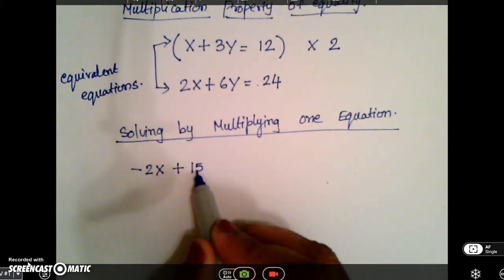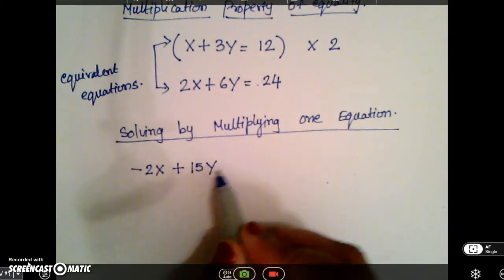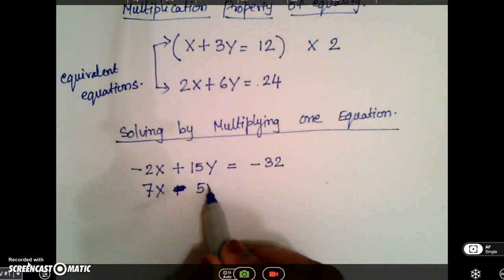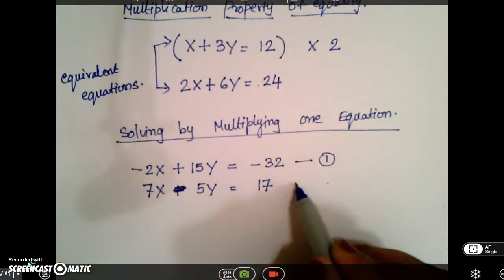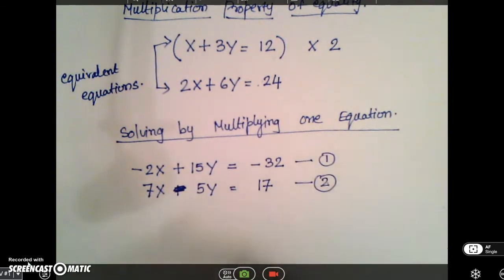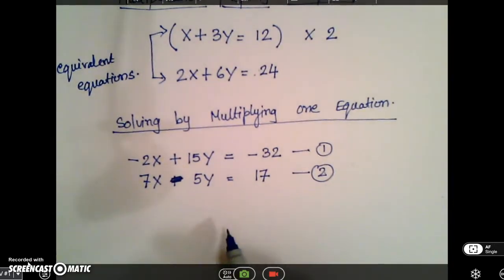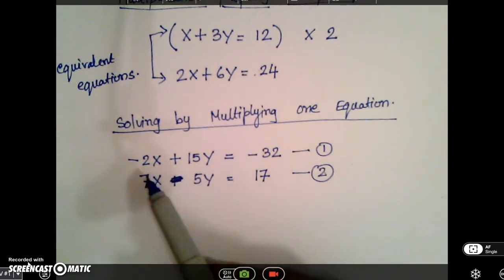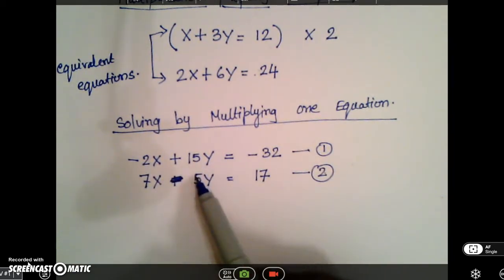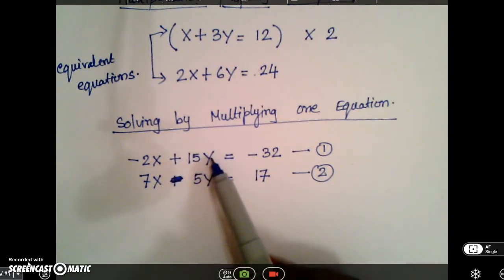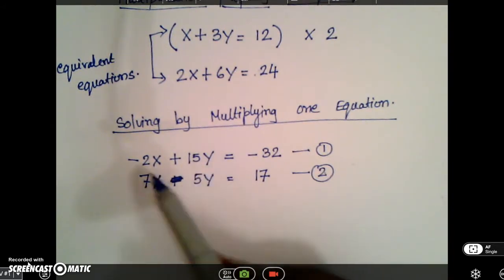Say I have these two equations in my system, 7x minus 5y equal to 17. So I have two equations, equation number 1 and equation number 2. In elimination by addition or subtraction, we wanted to eliminate the variable that had the same coefficient. The signs of the number could be same or different, doesn't matter. I wanted to concentrate on the variable that had the same coefficient.